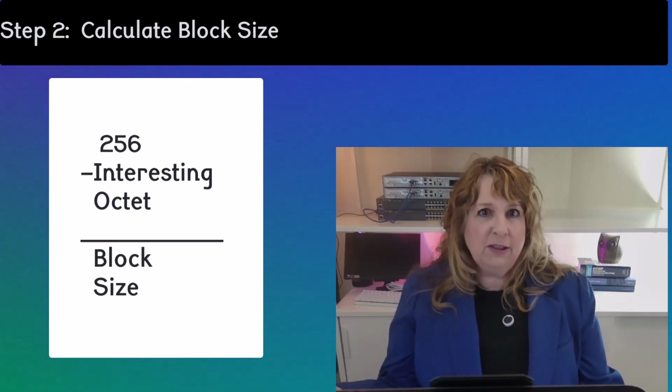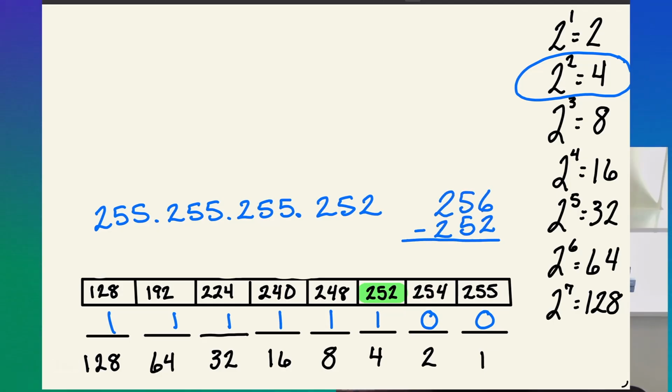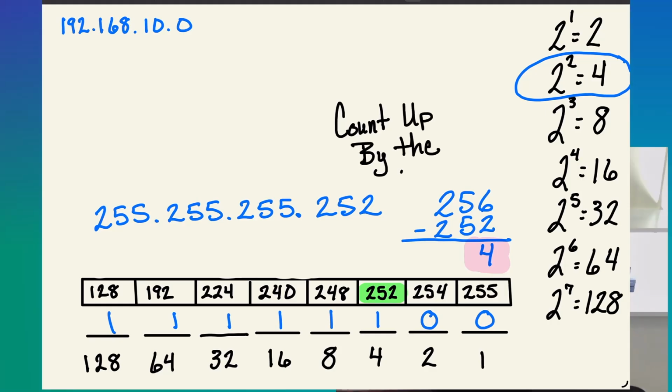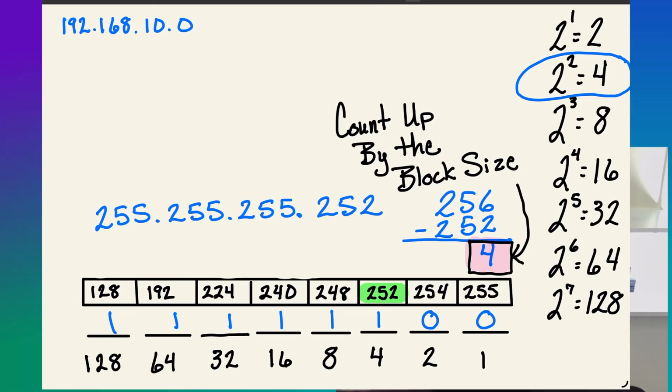On to step 2. Calculate the block size. 256 minus 252 equals 4. Our block size is 4. Step 3. We count up from 0. We start with subnet 0. We count up from subnet 0 in the 4th octet by 4, which is our block size.